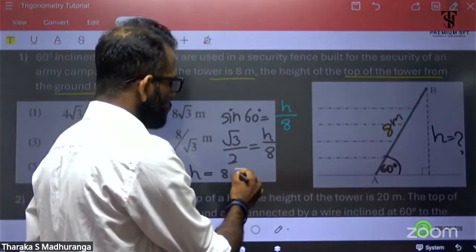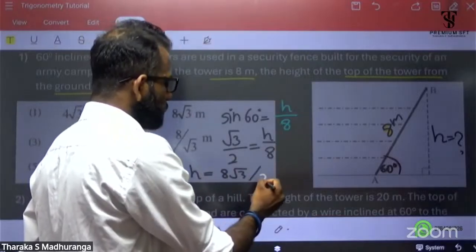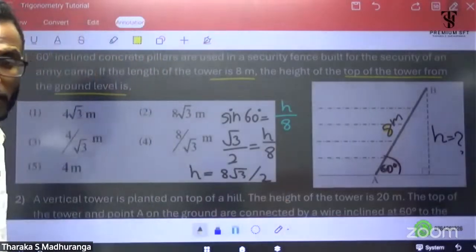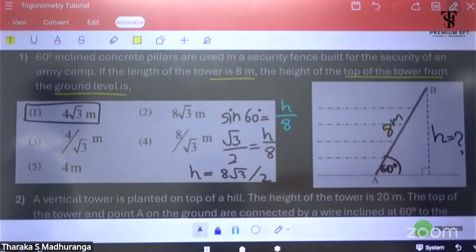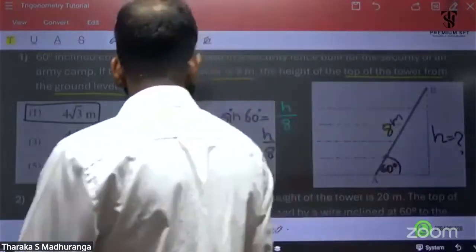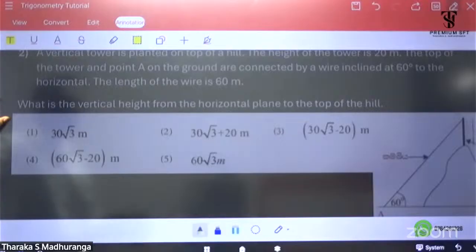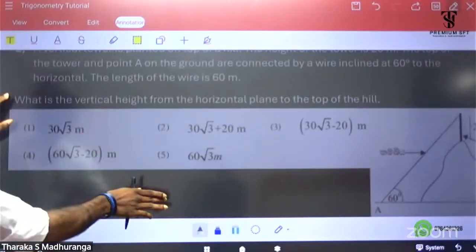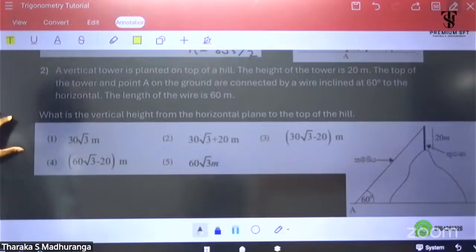8 root 3, cross multiplication, divide by 3. Sorry, divide by 2. Then what's the value? 4 root 3 is the value. Answer number 1. 4 root 3 is the answer.